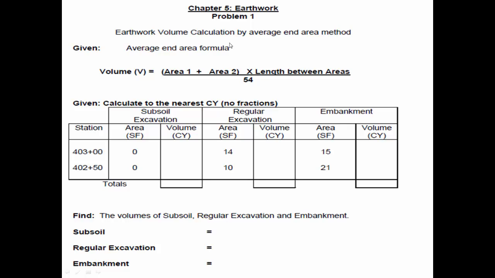So you'll have an end area on one side and an end area on the other, which is, in this case, area 1 plus area 2, which are both the end areas, times the length between those areas, divided by 54, which is going to give us cubic yards. All the 54 does is this: you could just do area 1 plus area 2 divided by 2, times the length divided by 27, but by dividing by 54, it's a little simpler. You just have to remember one calculation for it.